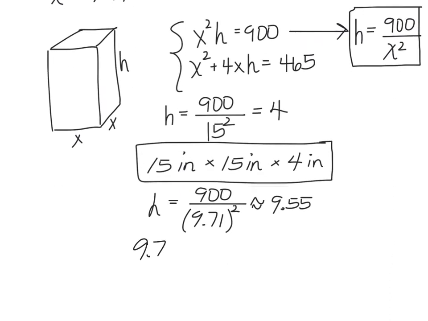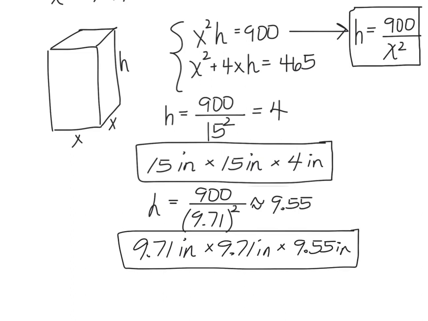And that's going to give us a second set of dimensions, that the box could also be 9.71 inches by 9.71 inches by a height of 9.55 inches. And these dimensions would also satisfy the original requirements of the volume being 900 and the surface area being 465. So it turns out we end up getting two possible solutions, two possible sets of dimensions in this particular case.